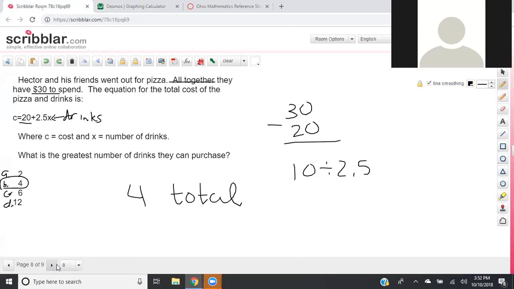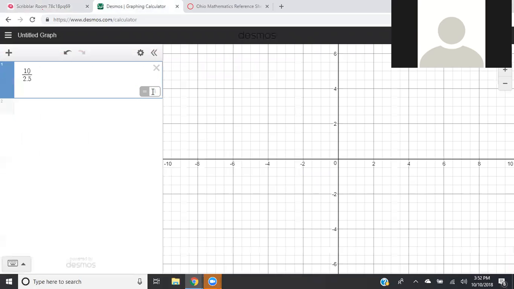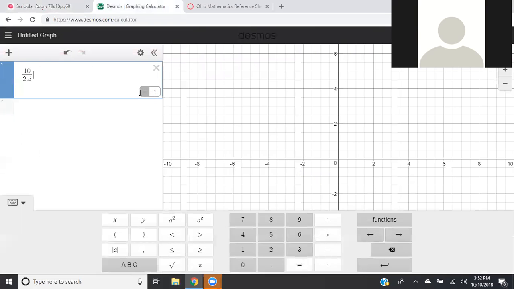Is 4 what we got when we divided? Yep. 10 divided by 2.5 is 4. They show the answer in the bottom right-hand corner. Okay, I see it now.